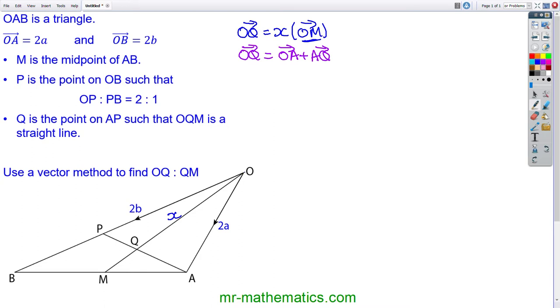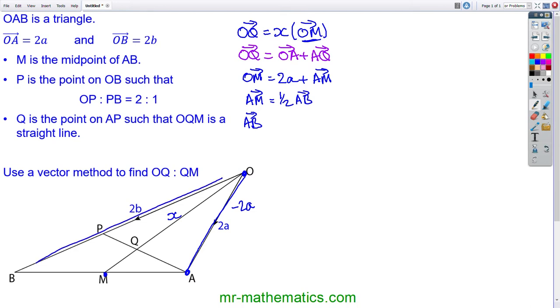So O to M, we can find by going from O to A, and then from A to M. And we know that O to A is 2a. So O to M will be 2a plus A to M. And we know that A to M, we've been told in the question, is 1/2 of AB. So we're going to work out the vector A to B. And this will be A to O, which is minus 2a, and then from O to B, which is 2b. So A to B will be 2b minus 2a, which gives us A to M, half of that, which is b minus a.